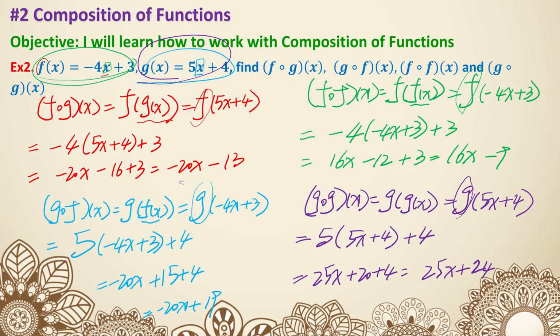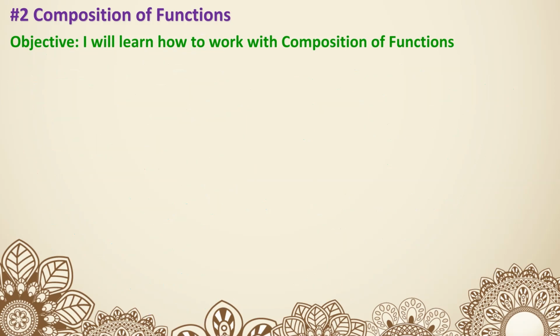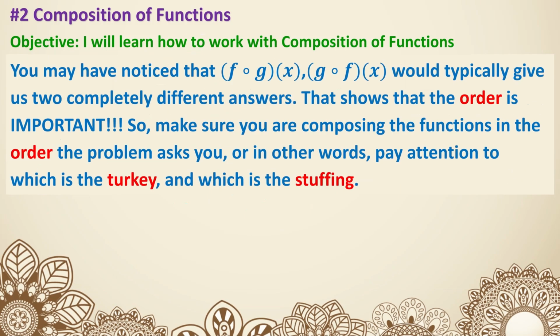Now you can see all of them give you something different. You have a -20x, even though they are both -20x, one is a -13, the other plus 19. You have a 16x and a 25x. They're actually all different. So you may have noticed that f of g and g of f would typically give us two completely different answers. That shows that the order is very important. So make sure you're actually composing the function in the order the question asks you.